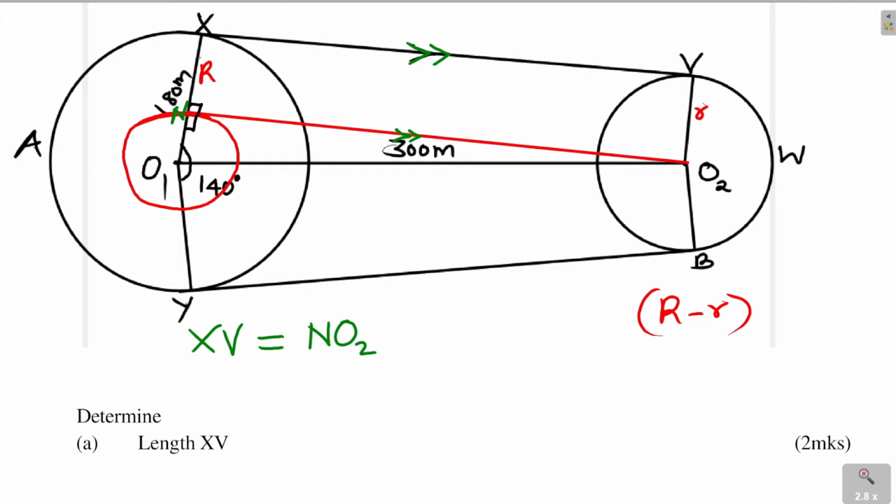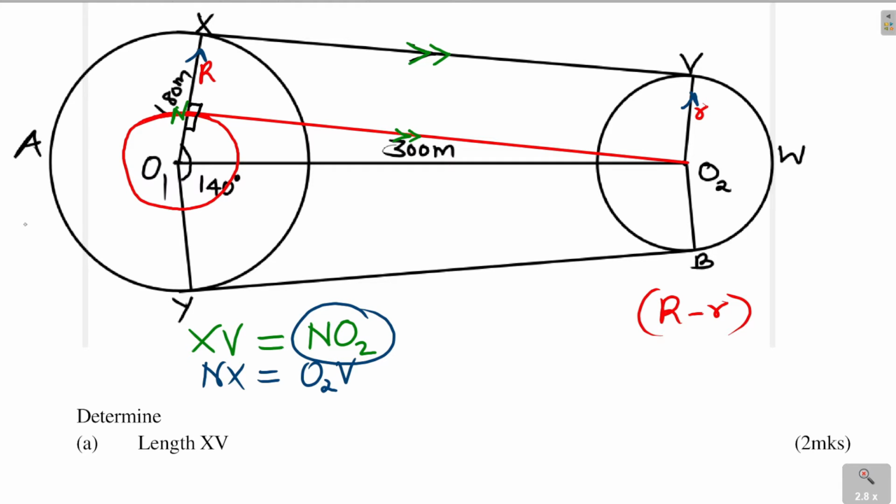Another thing, NX is also parallel and equal to O2V. That is also very important. So write that on here: NX is equal to O2V. So to get XV, I'll just need to calculate NO2. That will give me XV. And there is a triangle that I'm going to use here.